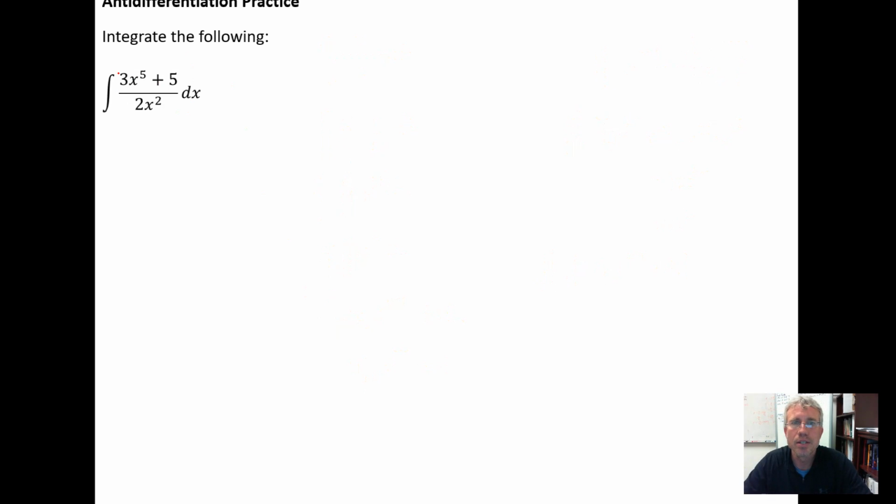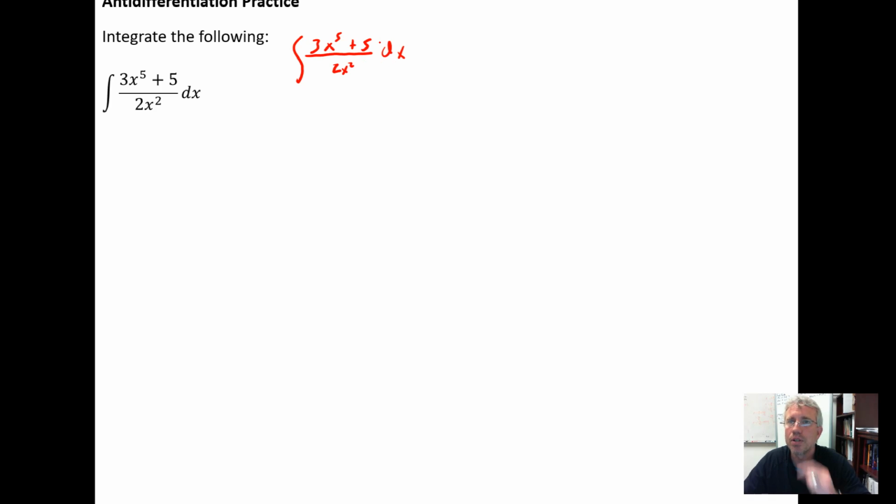We have the integrand, (3x^5 + 5)/(2x^2), which is a rational function because it has a 5th degree polynomial in the numerator and a 2nd degree polynomial in the denominator. So I'm going to go ahead and rewrite my integral. It's the integral of (3x^5 + 5)/(2x^2).